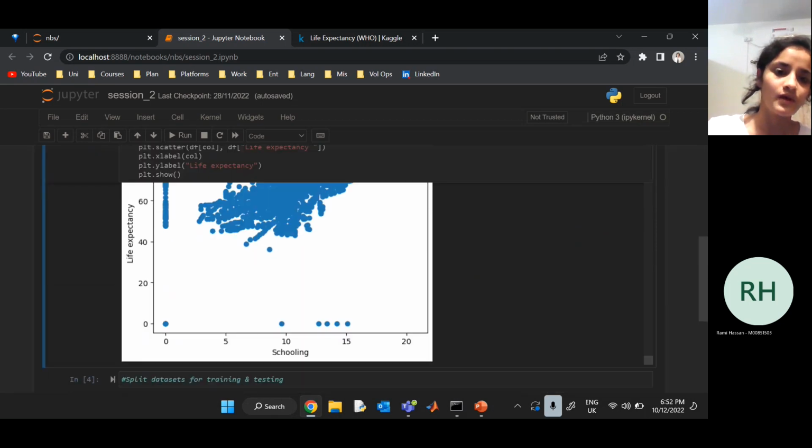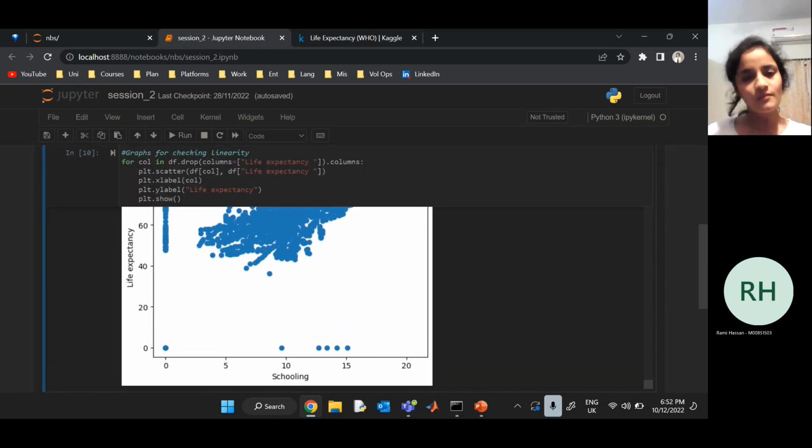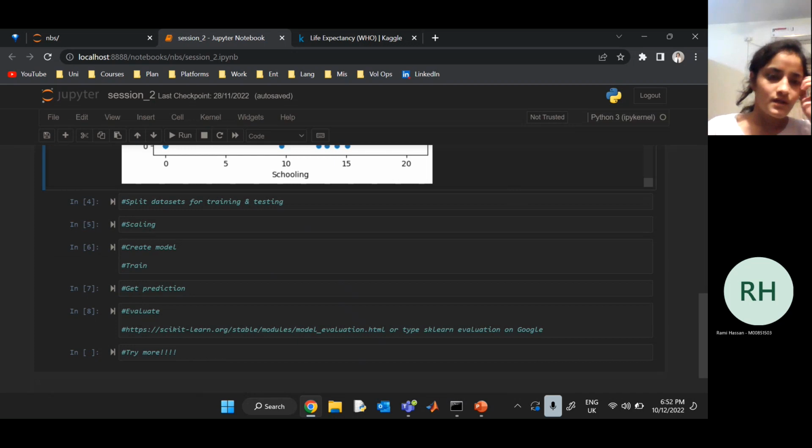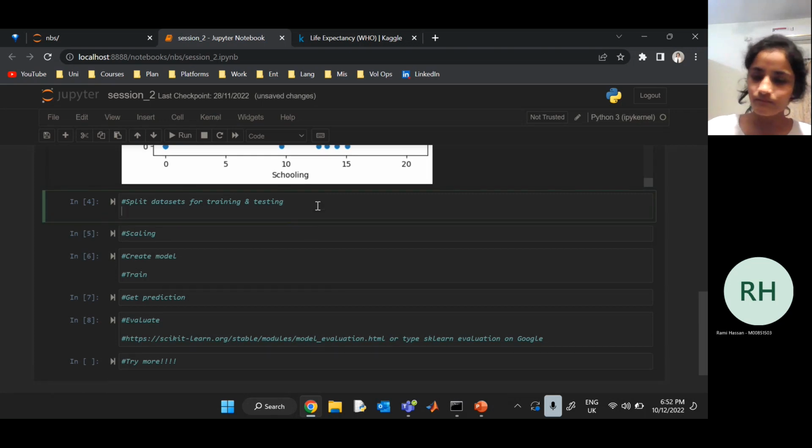Okay, so we saw all the plots. Clearly, some plots have a linear relation, so we can try linear regression here, right? Before we create the model, we're going to split the data sets into training and testing. We're going to divide it into X and Y first, and then we'll do X test, Y test, X train, Y train, and all.